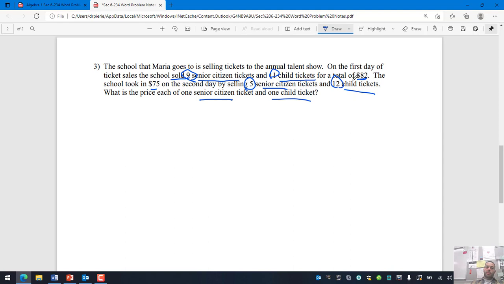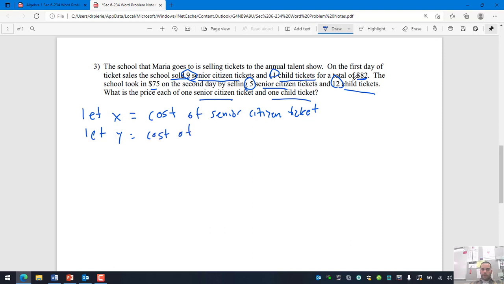Whenever you're doing word problems, I highly encourage that you start by writing a let statement for what you're trying to solve for. In this question, what are we trying to solve for? You can usually find that by reading the last sentence of the question. We're trying to find the cost of 1 senior citizen ticket and 1 child ticket, 2 different things. So let's call X the cost of a senior citizen ticket. And let Y equal the cost of a child ticket.